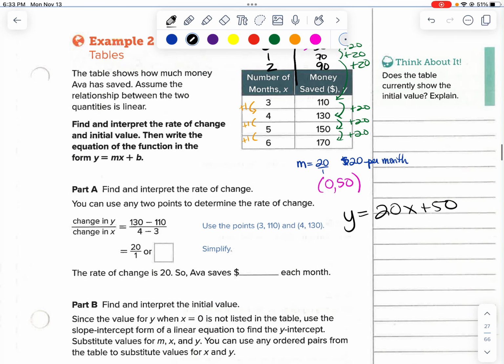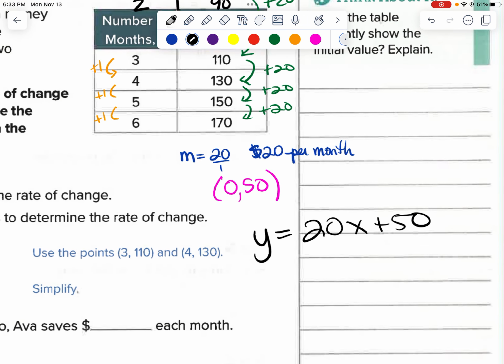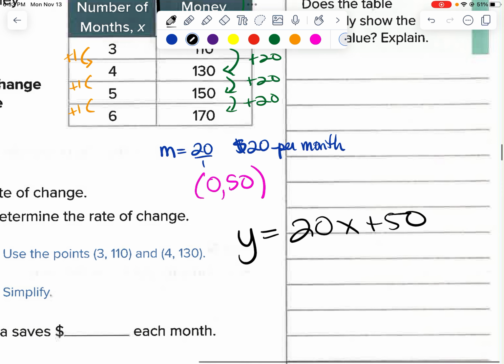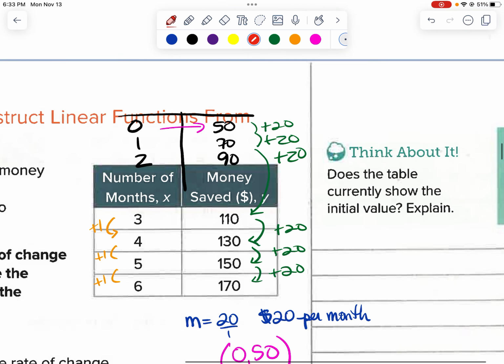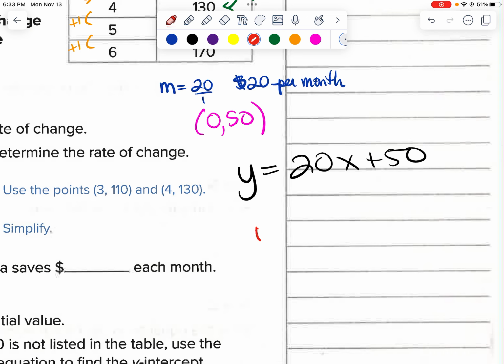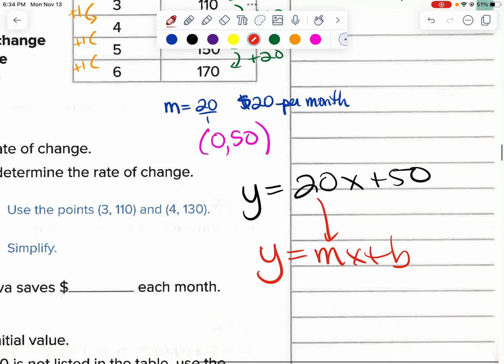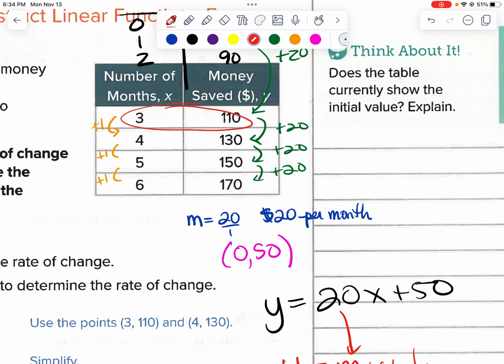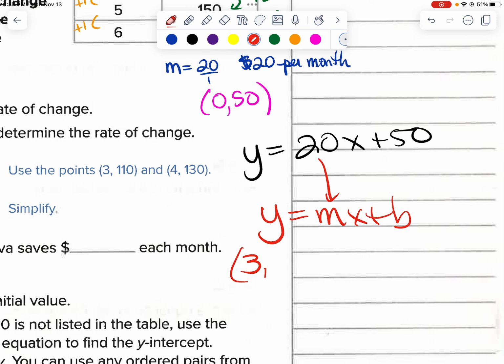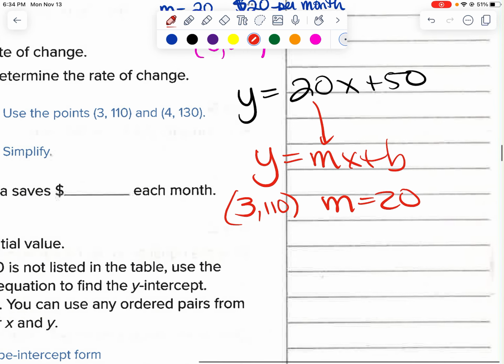Now, I'm going to teach you a different way to find it without having to go backwards like this. We know that our equation is y equals mx plus b. We know that our slope is 20. What we can do is pick a point. So I'm going to pick this point right here. So I'm going to pick the point (3, 110), and the slope is 20, so that we can find our b value.